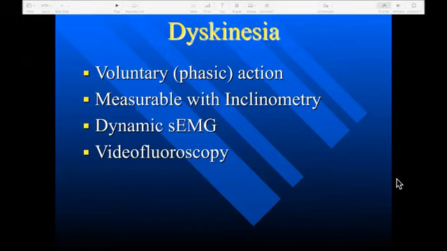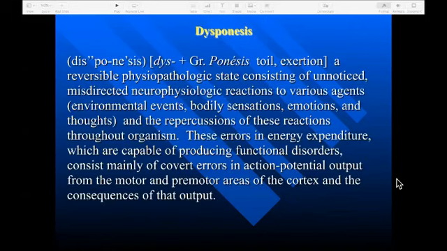So dyskinesia relates to phasic action. We can measure it with inclinometry. We can look at dynamic surface EMG to see if there is symmetry, if there are areas of increased activity as the person executes a move that are asymmetrical and may indicate aberrant loading. We can also utilize motion studies such as video fluoroscopy, or as you just saw, motion MRI.